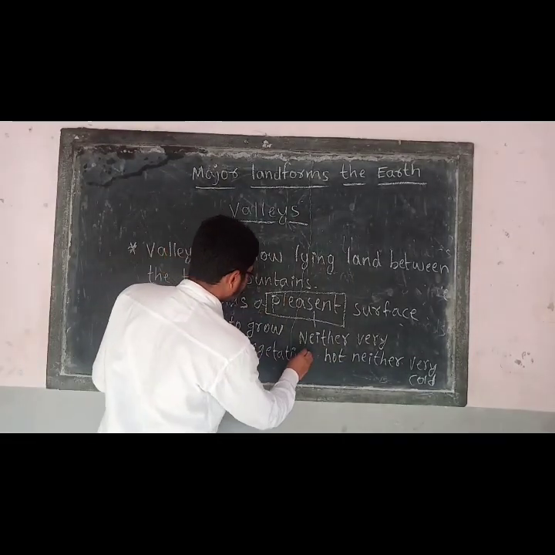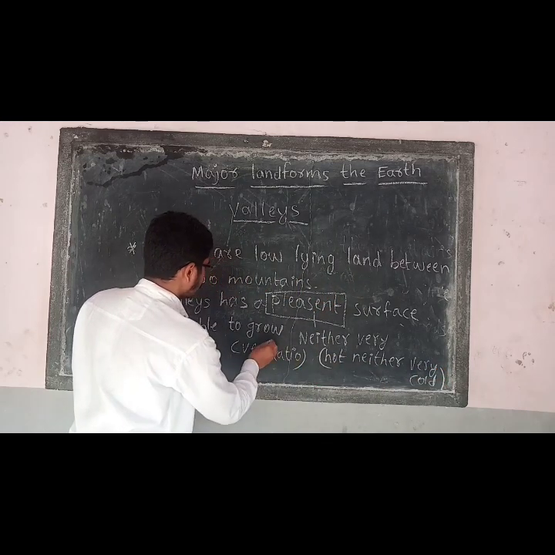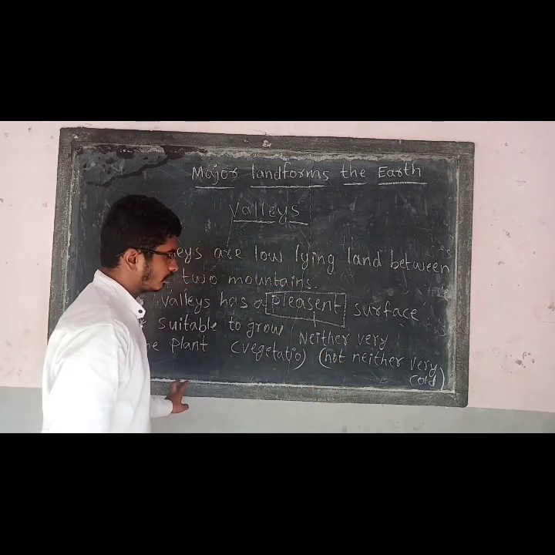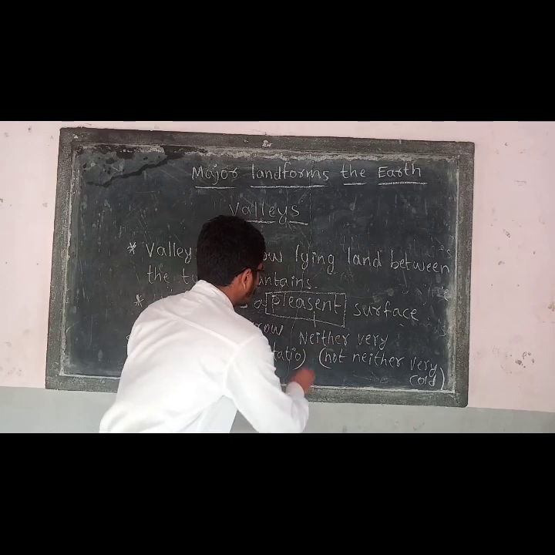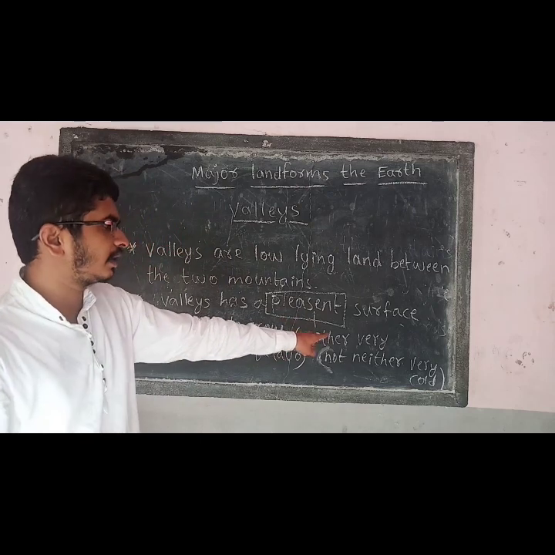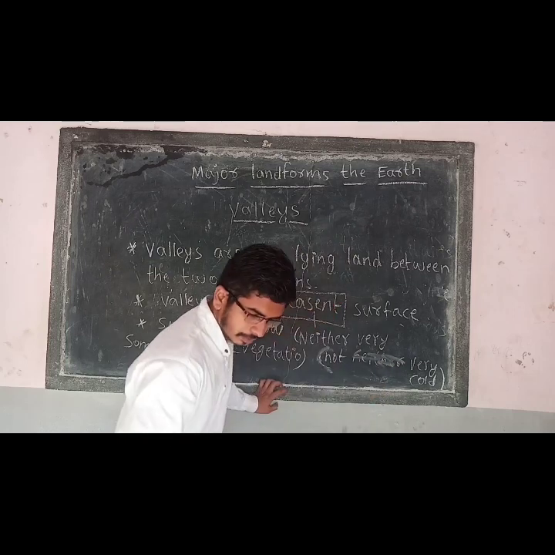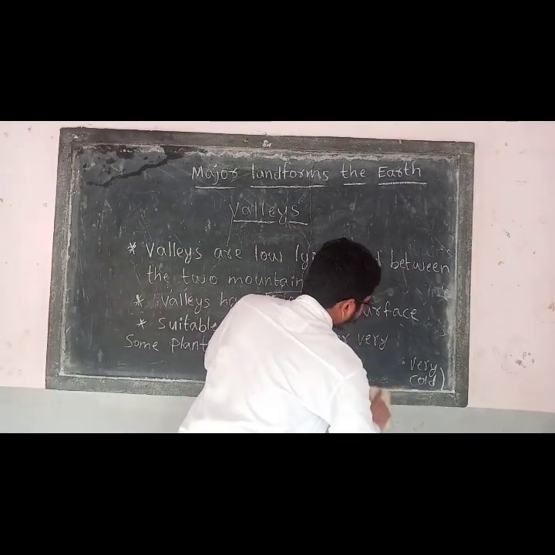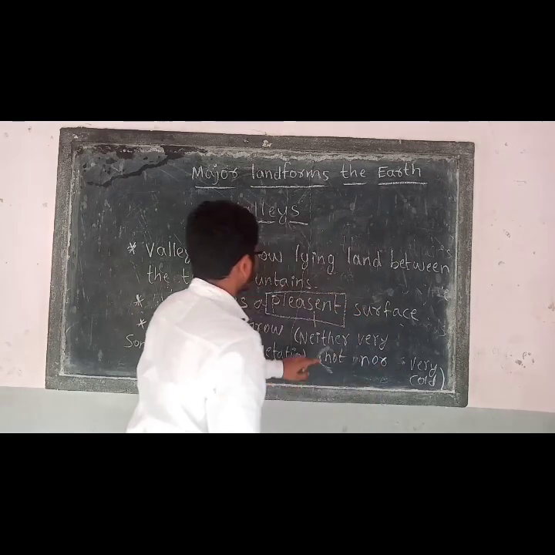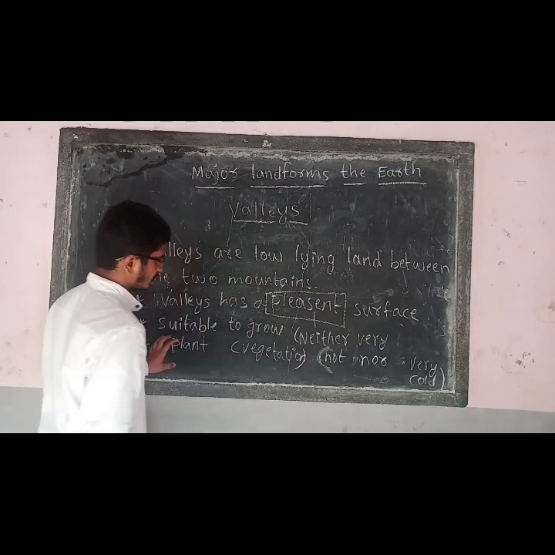So some plants. This is an example of pleasant, neither very hot nor very cold. This is the example itself. Okay, pleasant means neither very hot nor very cold. You can write here not very hot nor very cold. That is it, and we can do the vegetation. Here it is suitable for vegetation.